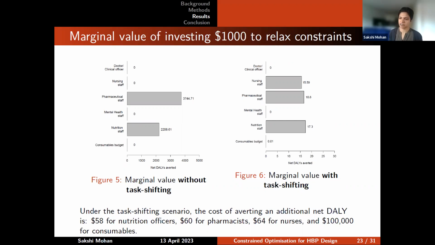We can also invert these figures into the more commonly used ICERs. So just the inverse of these figures tells us that under the task shifting scenario, the cost of averting an additional net DALY is $58 for nutrition officers, $60 for pharmacists, $64 for nurses, and $100,000 for consumables. This gave us a very clear indication in Uganda that investing in health workforce capacity was a much wiser investment in the health system at present than investing in expanding the budget for consumables.